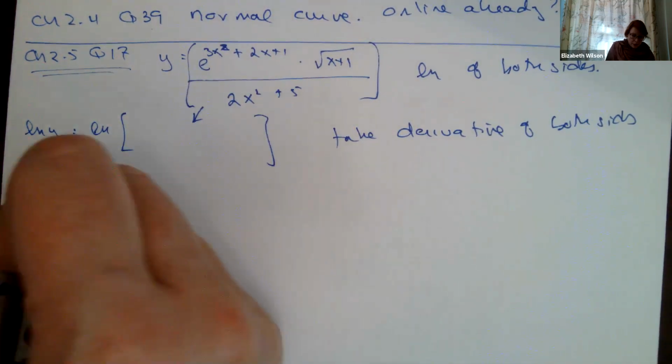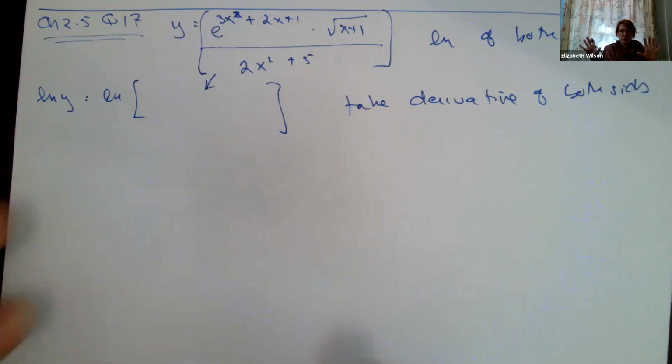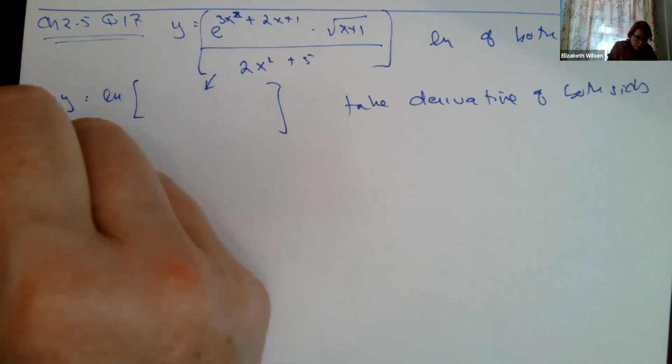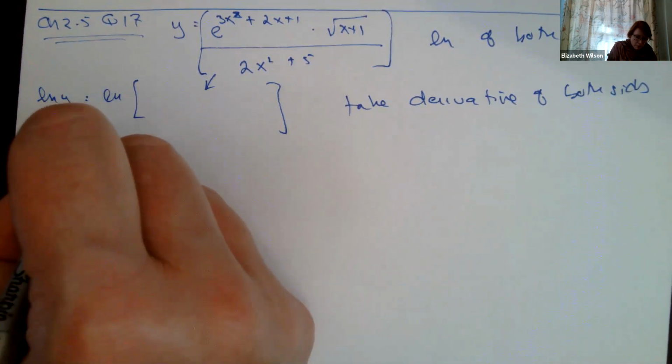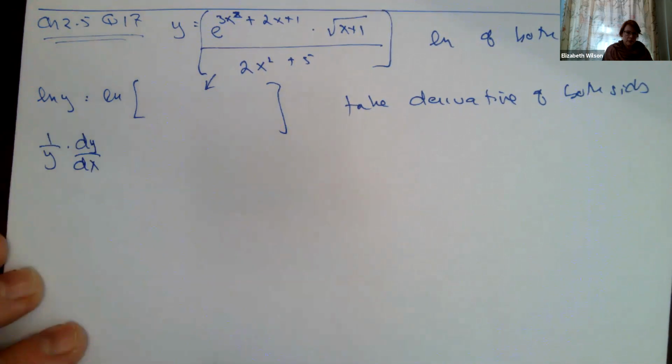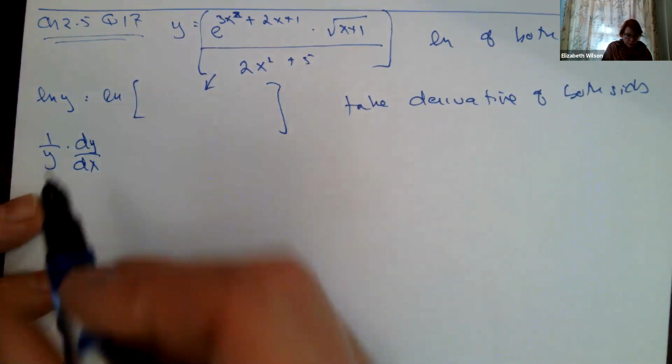I'm going to take the derivative. Remember, I'm taking the natural log of both sides, which means I have to take the derivative of both sides. So the derivative is going to be 1 over y. Don't forget your chain rule, because dy/dx is what we're solving for.